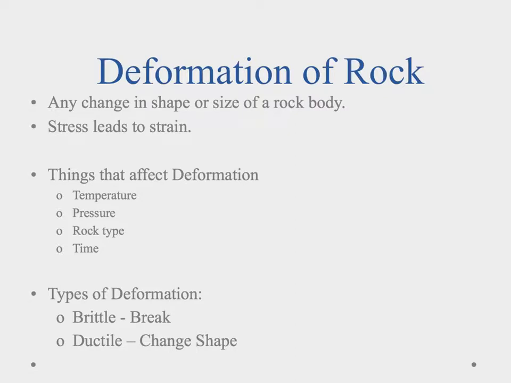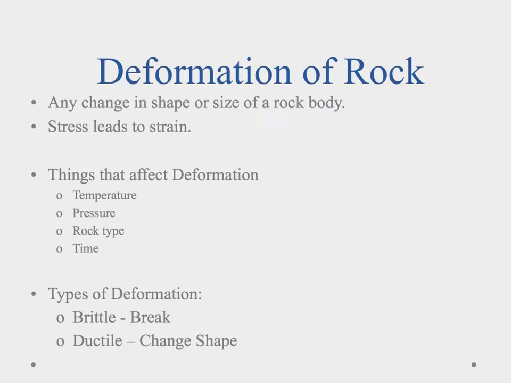Now, temperature and pressure we've talked about before. If we put rocks under great pressure, if we put them under great temperature, then those rocks can change, and that would be metamorphosizing the rocks. But they can also cause them to change their shape or their size, and that's where we have deformation. So, temperature and pressure can cause either metamorphosis or this deformation of a rock.